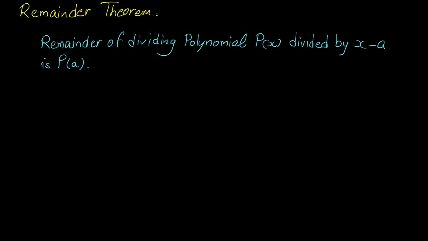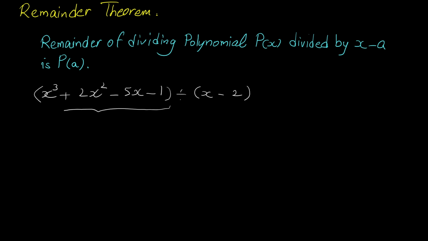Consider this polynomial: x to the 3 plus 2x to the 2 minus 5x minus 1. Let's say we want to divide this polynomial by x minus 2, and we are looking for the remainder of this division. Attention, we are not looking for the whole division or the quotient. We just want to know the remainder of dividing this polynomial by x minus 2.